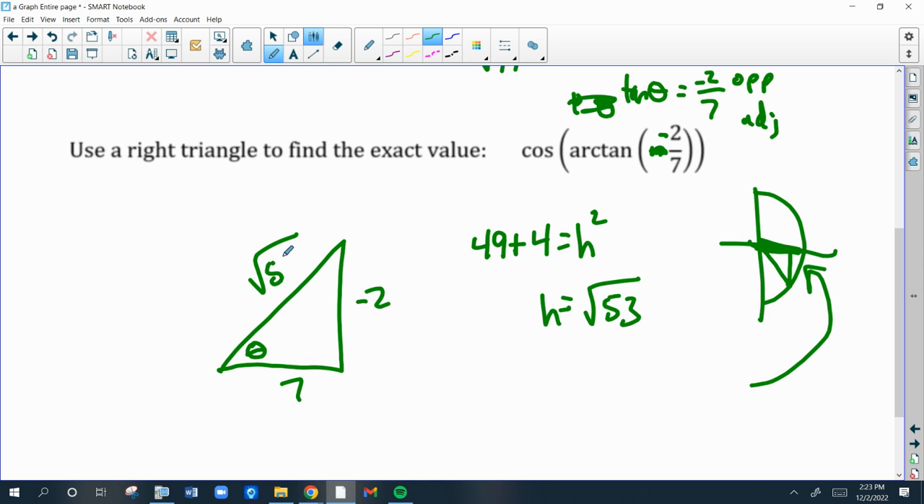And it's really easy from here. Cosine of that angle is adjacent over hypotenuse. And again, if you want to rationalize that, multiply by root 53 over root 53, and you'll get your final answer here. So that's it. It's pretty easy. Have fun practicing.